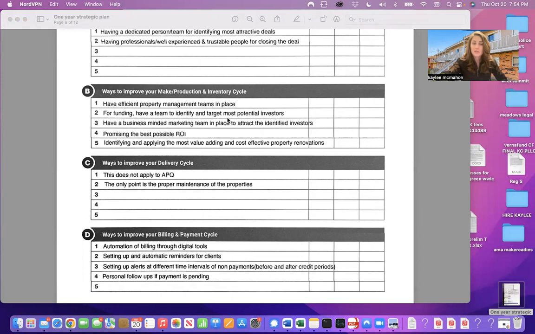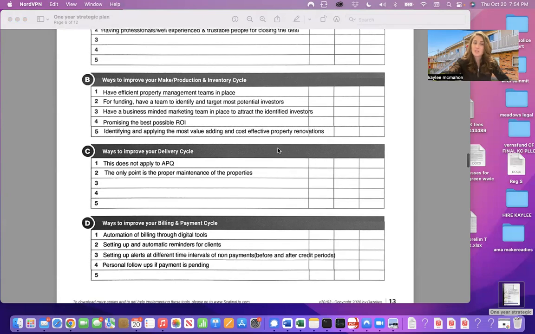For funding, we want to have a team to identify the most, that was phrased incorrectly. We want the investors that basically can invest the most, and they basically are like a 5 out of 5. I want to invest now. They have a need. So you want to make sure that you have, for us, it's investor relations to identify those investors. We want to have a business-minded marketing team to attract identified investors. And promising the best possible ROI, not necessarily promising, but being able to offer. And then identifying and applying the most valuable.